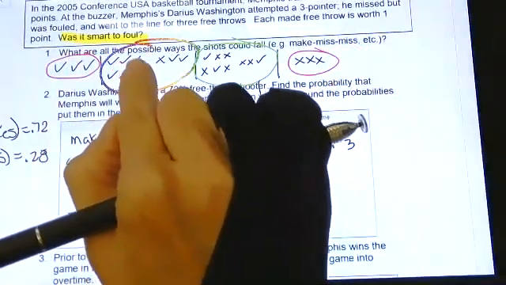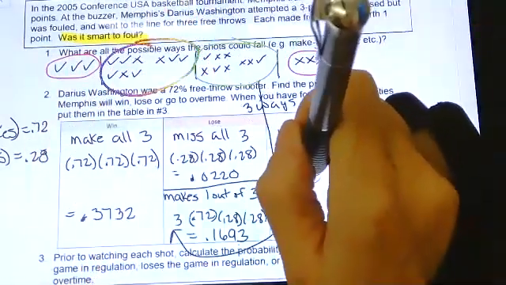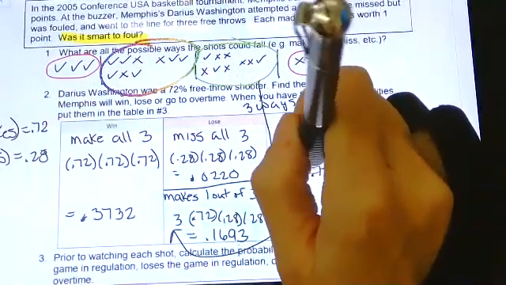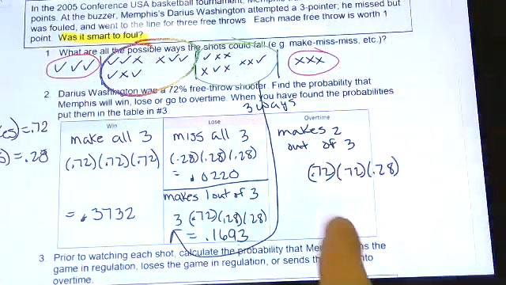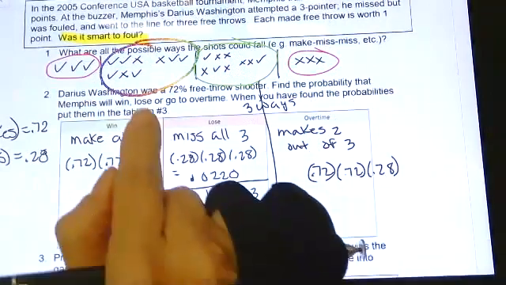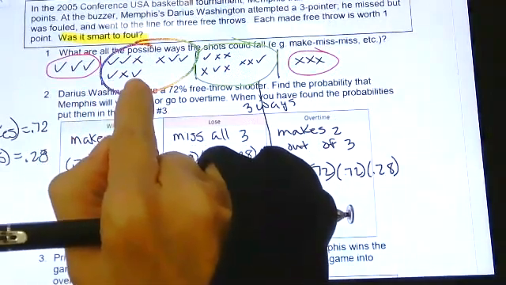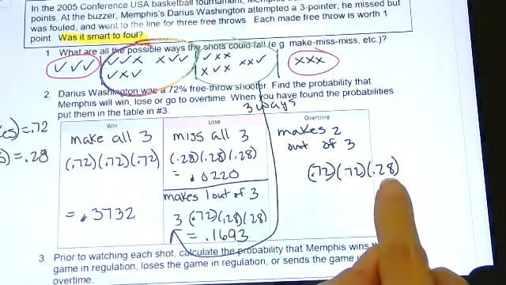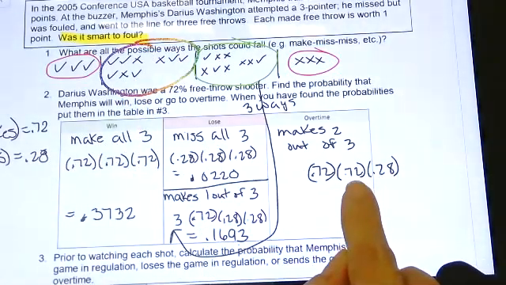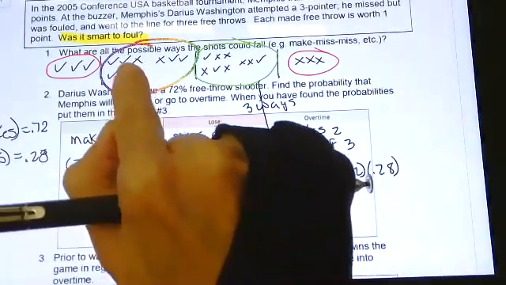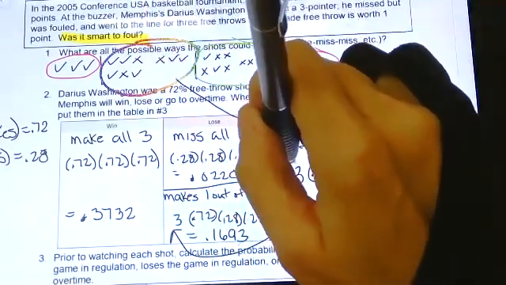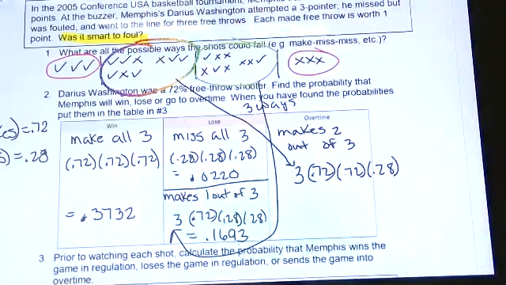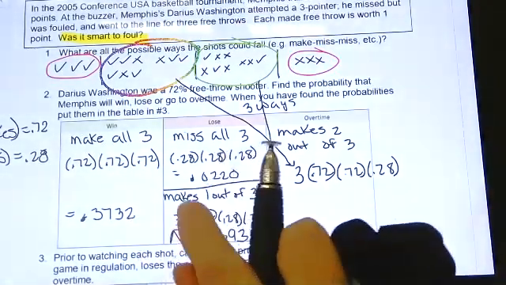Yep, so first one, check, check, X. Check, check, X is 0.72 times 0.72 times 0.28. The next one is check, X, check. But notice it's the same thing. All we're doing is moving where the 28% goes, but it's all being multiplied. So there's no reason for me to calculate all 3 of these and add them up. It's just easier if I say, hey, there's 3 different ways. Okay, so right there, 3 ways. That's why we have the 3. So 3 ways there, 3 ways over here.